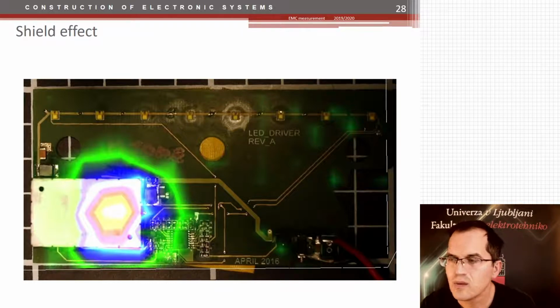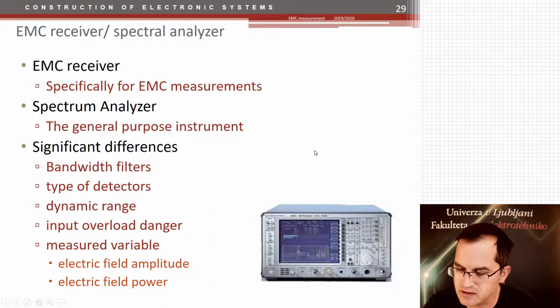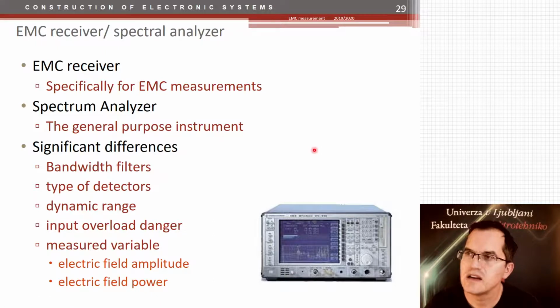Okay, what about the receivers then? Well, regarding the receivers, we have two options. Either we have the EMC receiver or we have the spectrum analyzer. They are both very similar instruments. The big difference is that the EMI receiver is intended for EMC measurements, while the spectrum analyzer just analyzes the spectrum of signals of any kind.